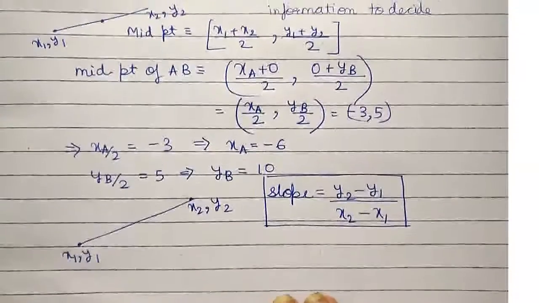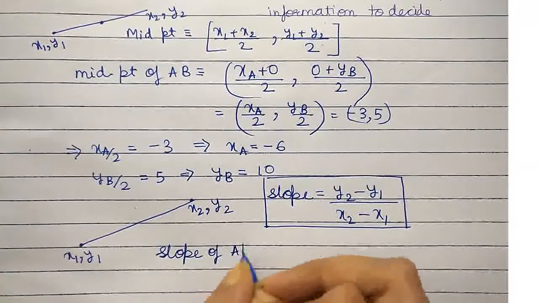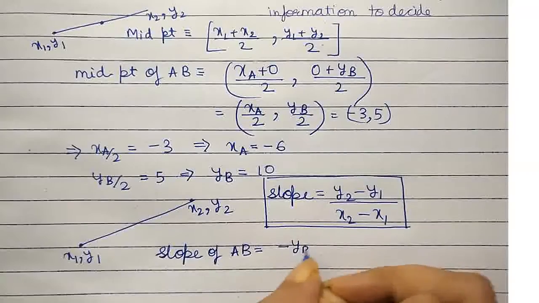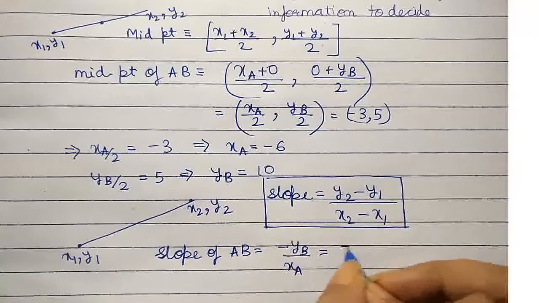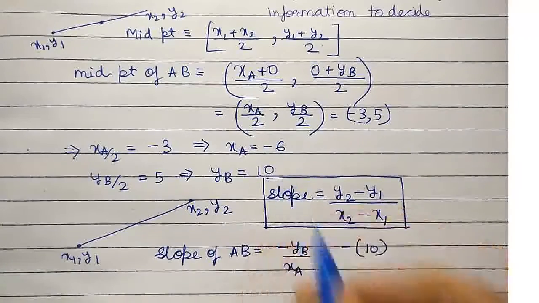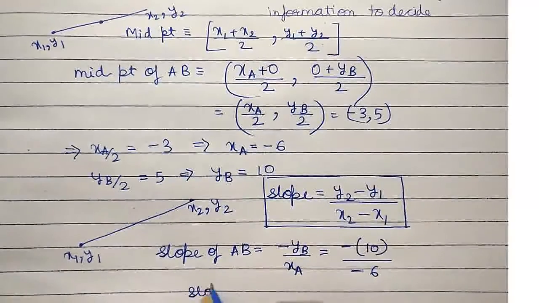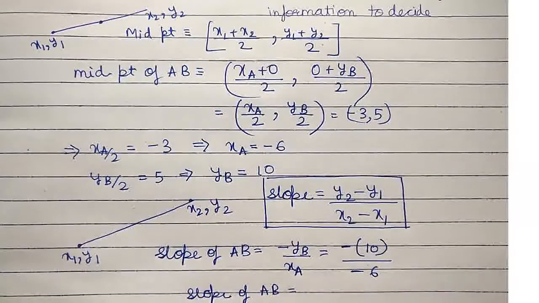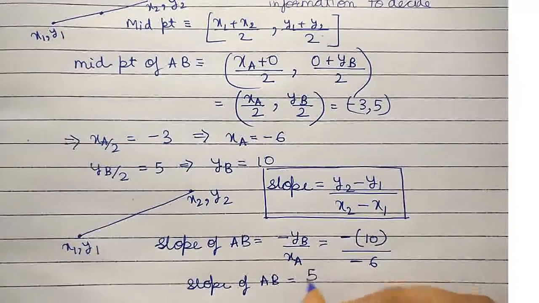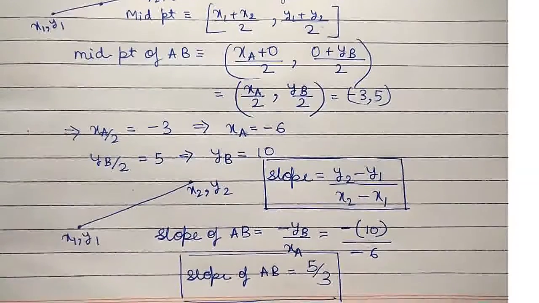So the slope of line AB equals minus yb by xa. Now yb equals 10, so we would be substituting here 10 and xa as -6. So the slope of AB we have found out to be, this minus minus gets cancelled, we are left with 5 by 3. Let us call this equation 1.